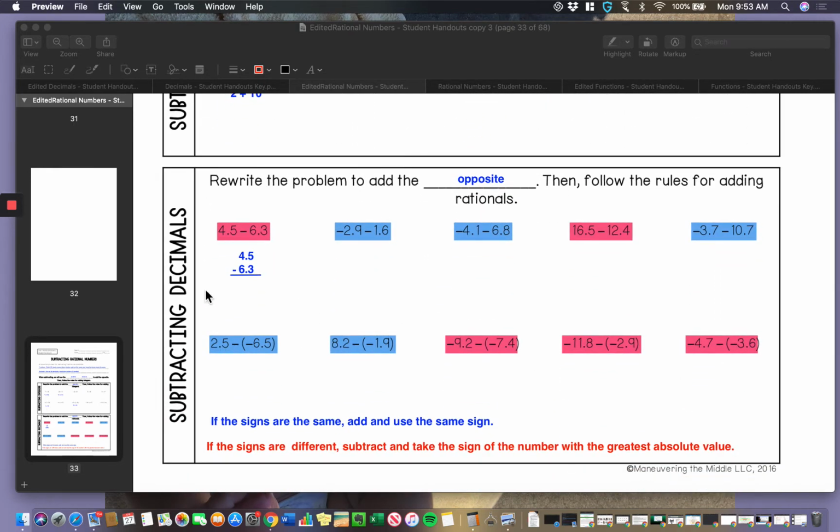So then we have subtracting decimals. You need to rewrite the problem and add the opposite, then follow the rules for adding rationals. And it's very similar to the top as well. And I just made a few notes here so you can see them on the page.